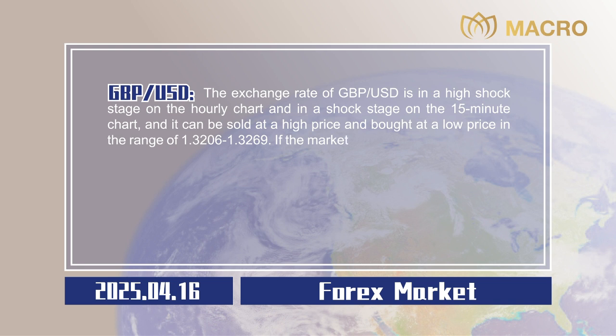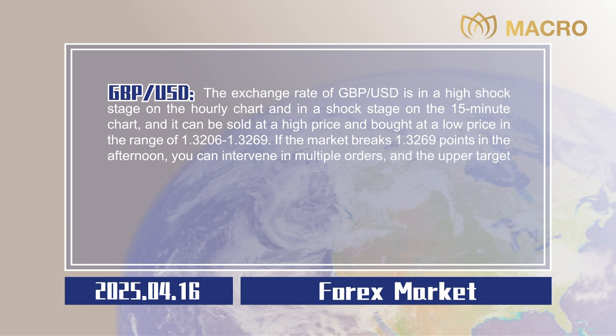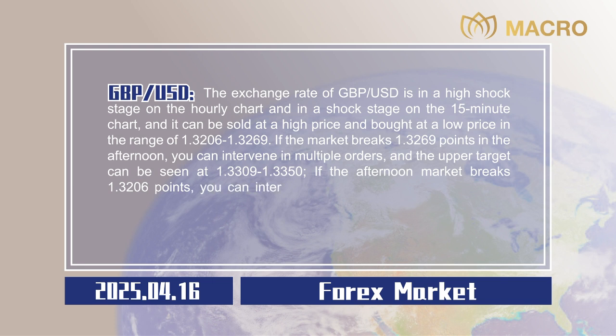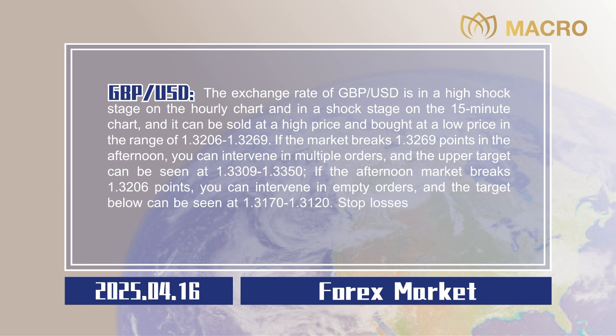If the market breaks 1.3269 points in the afternoon, you can intervene in multiple orders, and the upper target can be seen at 1.3309 to 1.3350. If the afternoon market breaks 1.3206 points, you can intervene in empty orders, and the target below can be seen at 1.3170 to 1.3120. Stop losses are all 20 points.